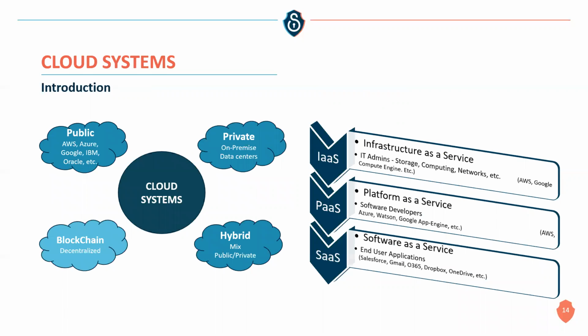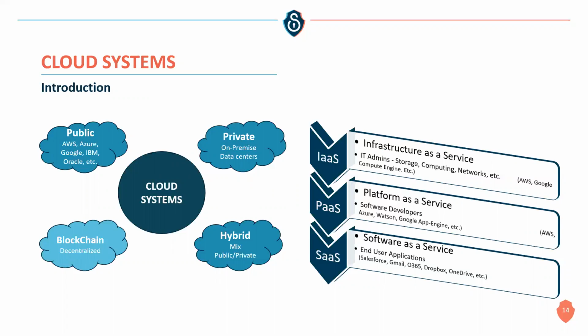So to give you a little bit of a view of what cloud systems exist today, we have public, private, and hybrid cloud systems. These are centralized cloud systems. You must have heard about Amazon Web Services, Microsoft Azure. We have IBM, we have Oracle, we have Google. So these are mostly the public clouds that are available.